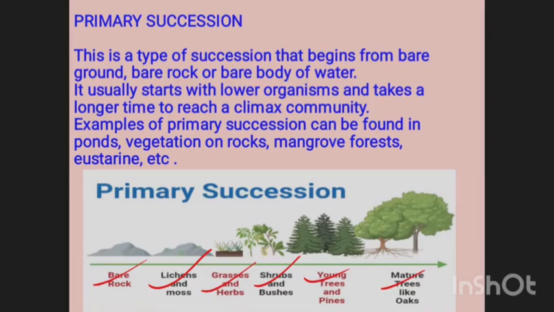But if it's starting from just bare ground, bare rock, or a body of water, it's known as primary succession. And examples can be found in ponds. You can find some of them as vegetation on rocks. You can find them as mangrove forests or estuaries. An estuary is the point where fresh water and salt water meet. So you can have such primary succession in areas like that.